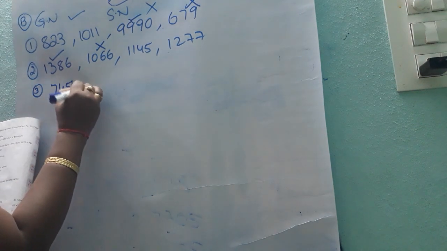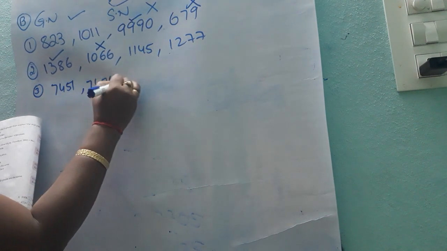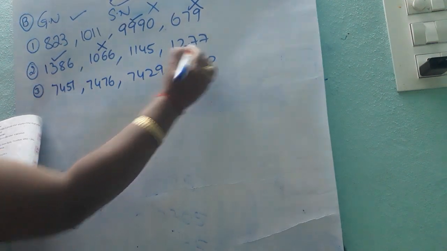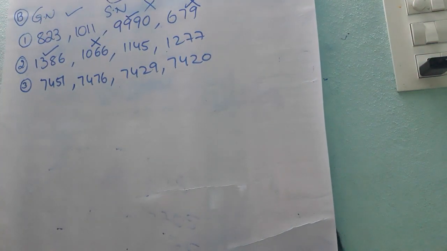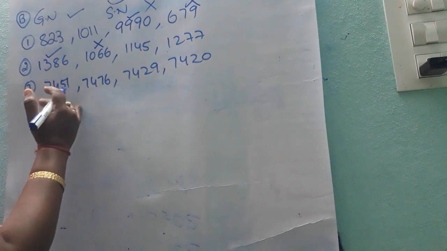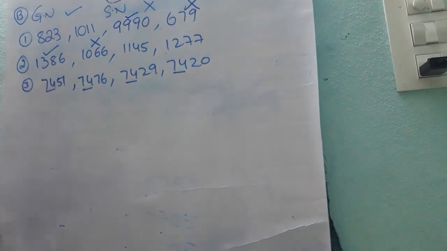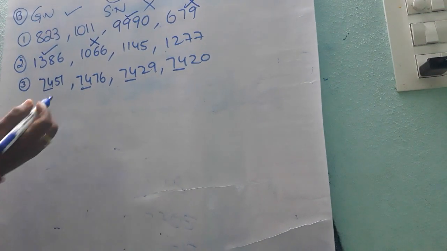7,451, 7,476, 7,429, 7,420. If you observe these numbers, all started with the 7,400s only. That means 7,400s, all are equal. Go to the next digit, the third digit.